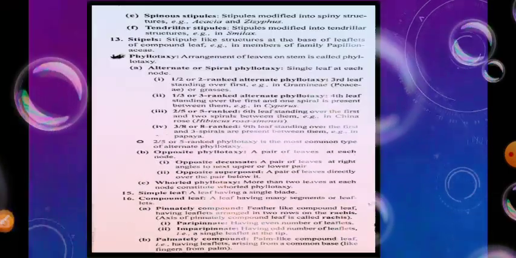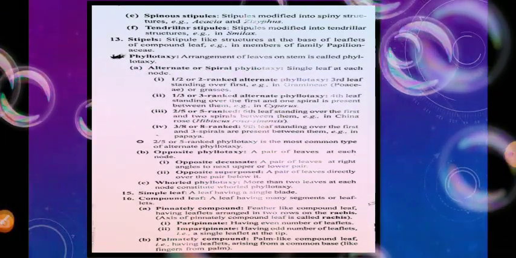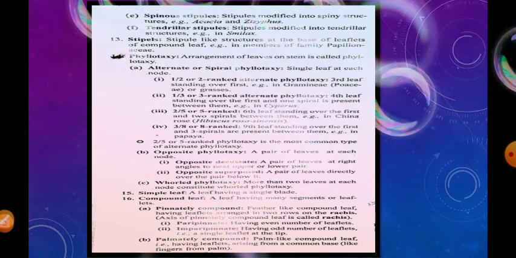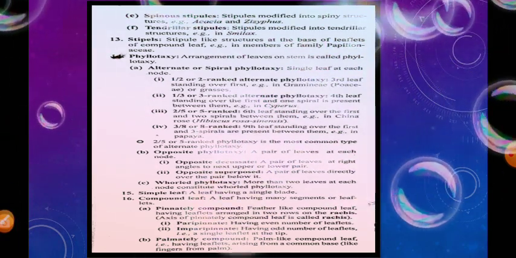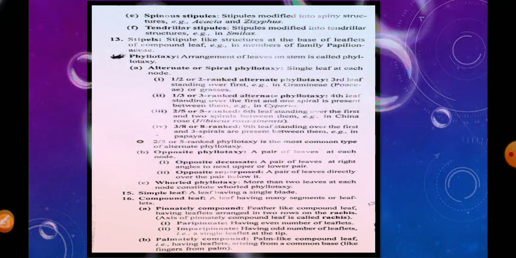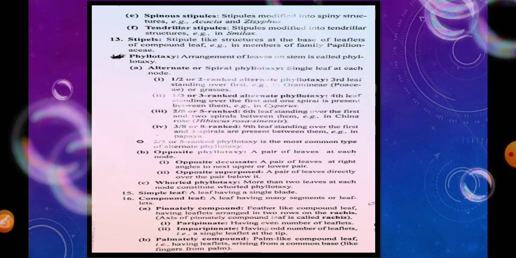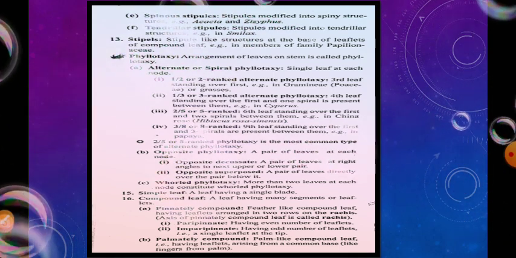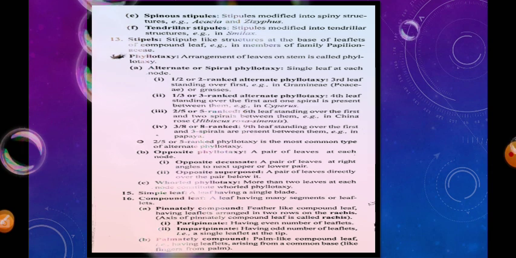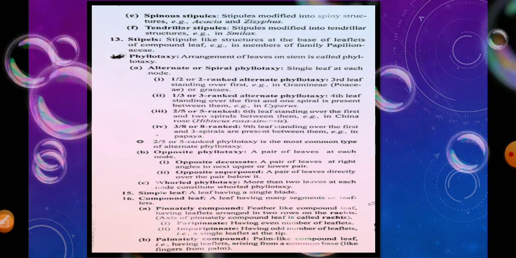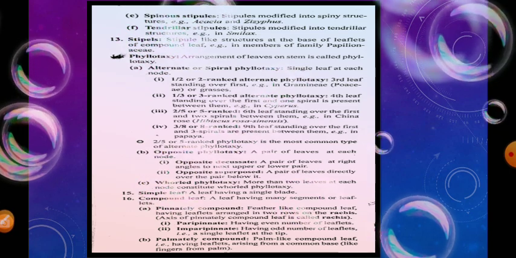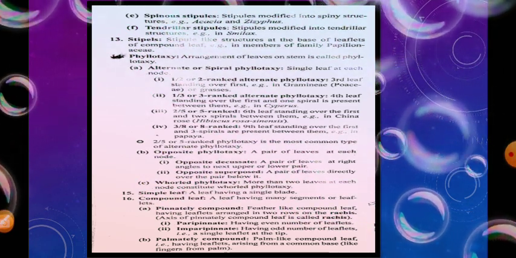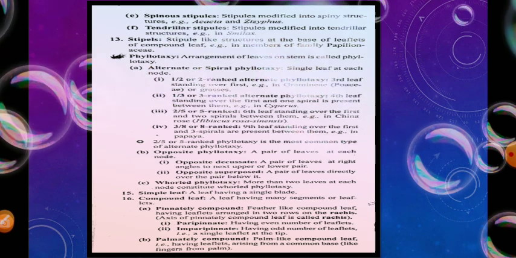Then spinose stipules means stipules modified into spiny structures, as in Acacia. Then tendrillar means stipules modified into tendril-like structures, as in Smilax. Then a stipule-like structure at the base of the leaflet of a compound leaf, in members of the family Papilionaceae, is known as stipels.